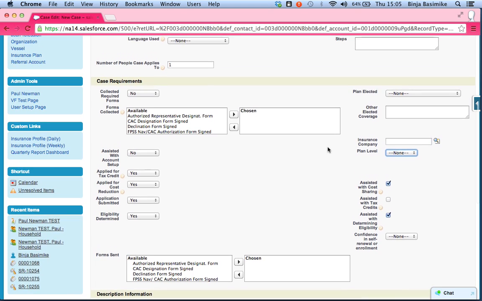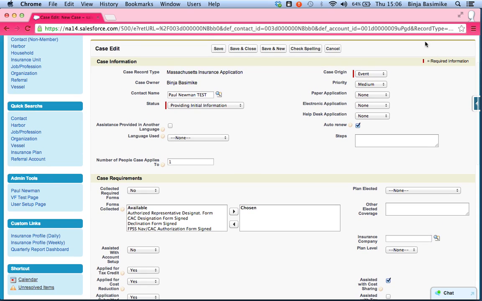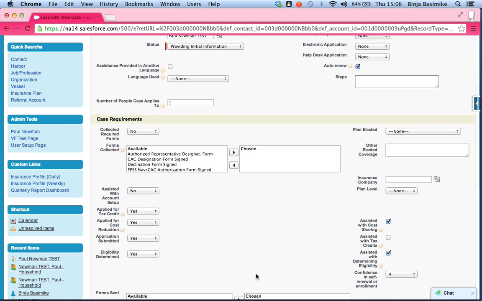Once all those are filled in, it's important to ask, in your opinion, what is the confidence that Paul Newman has in self-renewal or enrollment? In your opinion, as you were working through with Paul Newman throughout this process, 1 would be not very confident. 5 would be he is very confident that he can do this process on his own. He can go through self-renewal on his own. And we really encourage you to respond to that. In this case, we'll say 4. He seemed pretty confident and he seemed to understand what was going on. So that's how you'd fulfill all the case requirement sections.